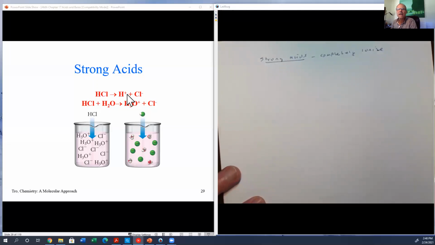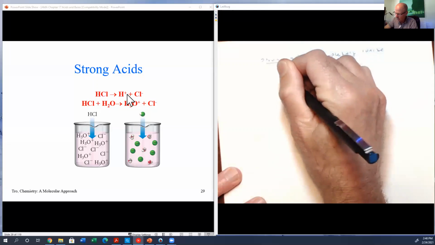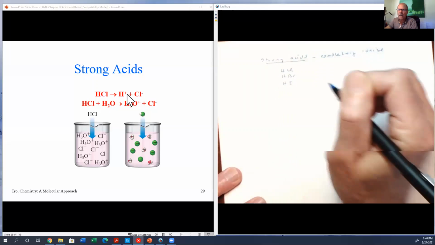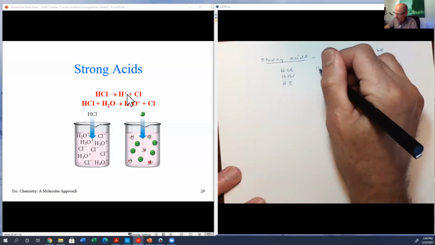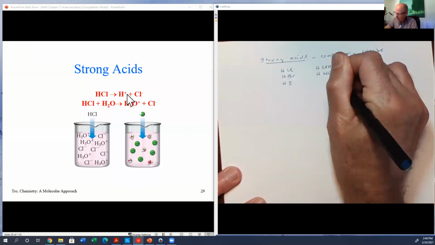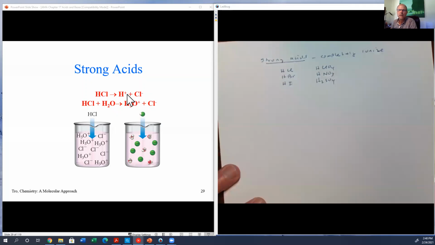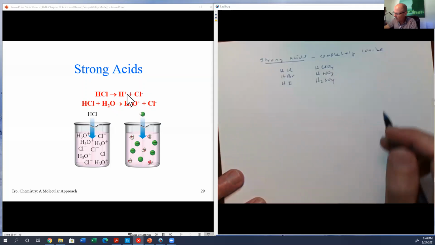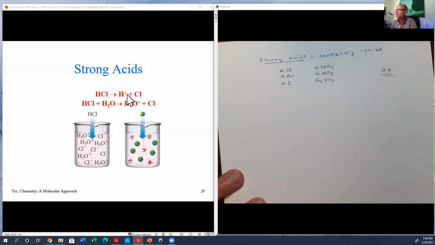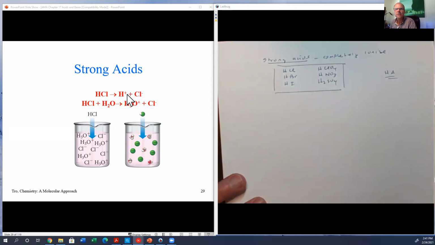There are 6 strong acids that I want you to memorize. HCl, HBr, and HI. And then HClO4, HNO3, nitric acid, and H2SO4. These are the 6 strong acids. Any other acid that you see, anything else written in this form, you can assume is a weak acid. These are the 6 strong acids, and anything else you see, you can assume to be weak.